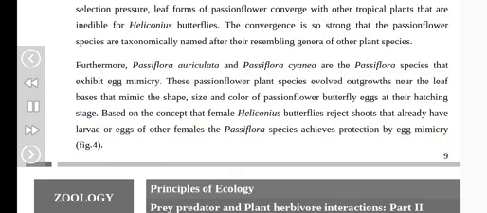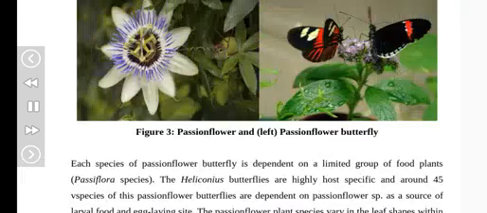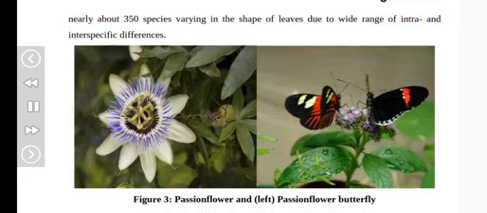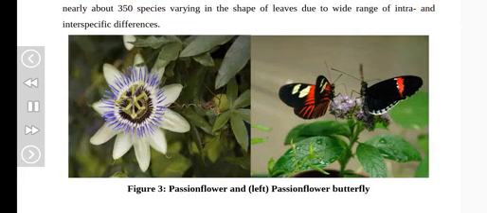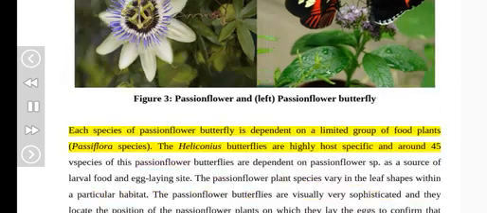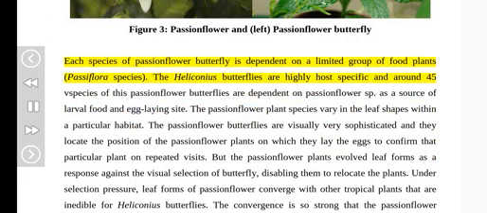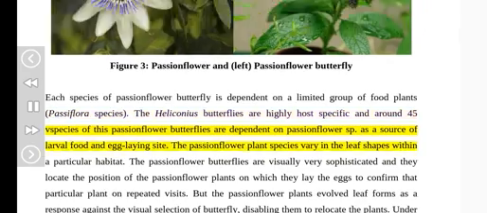Nearly 350 species vary in the shape of leaves due to a wide range of interspecific differences. Figure 3. Passion flower and passion flower butterfly. Each species of passion flower butterfly is dependent on a limited group of food plants, Passiflora species. The Heliconius butterflies are highly host-specific, and around 45 species of these passion flower butterflies are dependent on passion flower species as a source of larval food and egg-laying site.